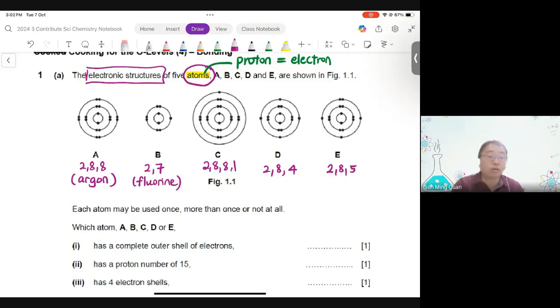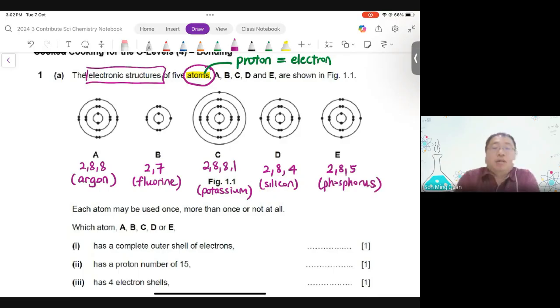But we can continue. 2,7 means 9 electrons, 9 protons. 9 protons, element number 9 is fluorine. We can continue. 2,8,8,1 is potassium, because 2 plus 8 plus 8 plus 1 is 19. Element number 19 is potassium, and so on and so forth. Okay, of course, it's just working, right? It's for your own good. It's just to help you.